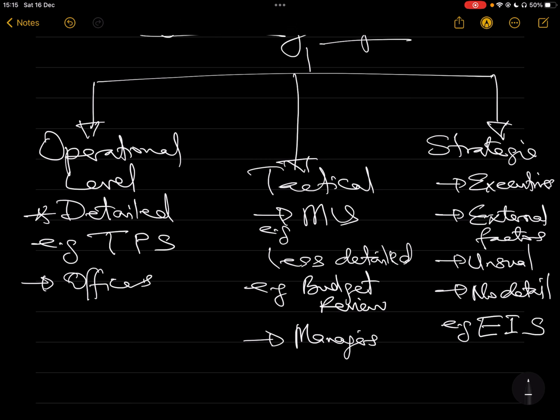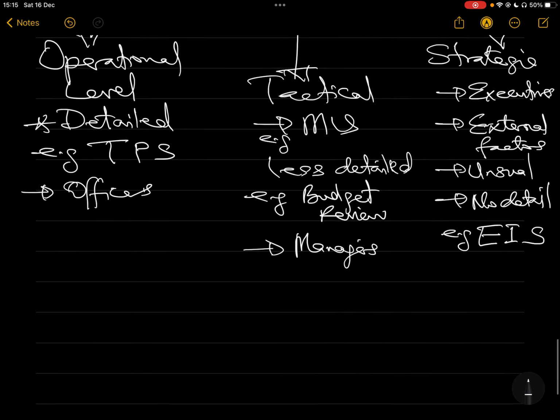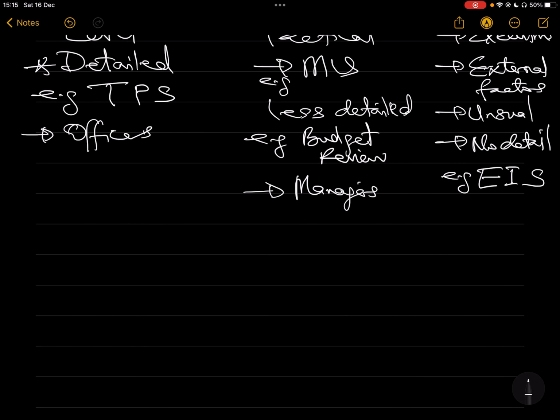So those are the three levels of information that you must know, and they are used at different levels, with different levels of detail, by different people. The last thing I would like to touch on in this section 8, which you must know, is the popular big data. Very important. Big data.